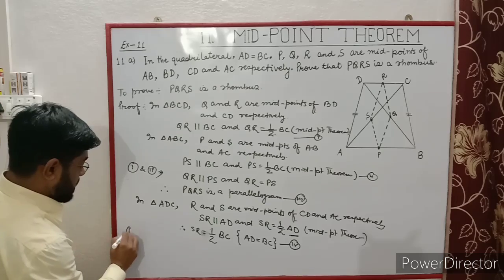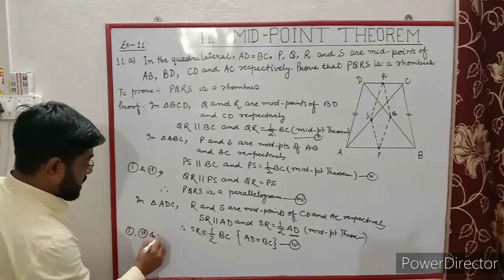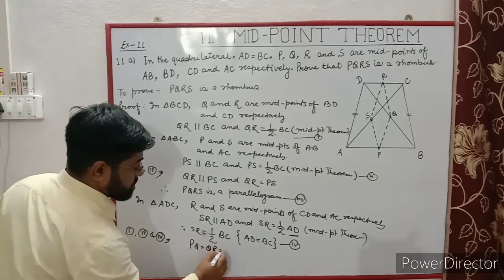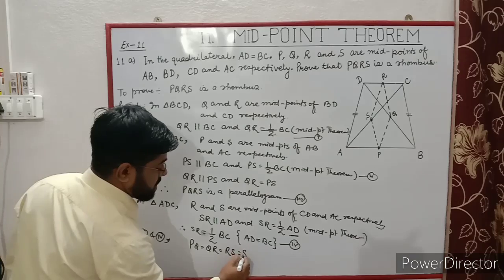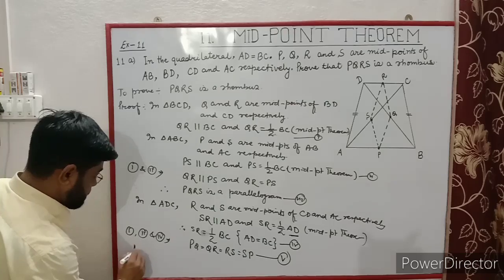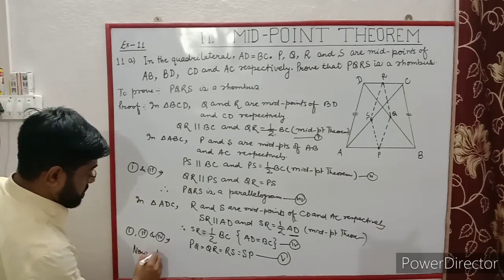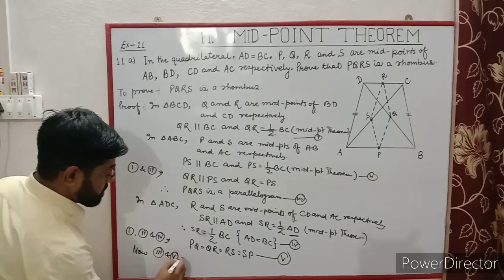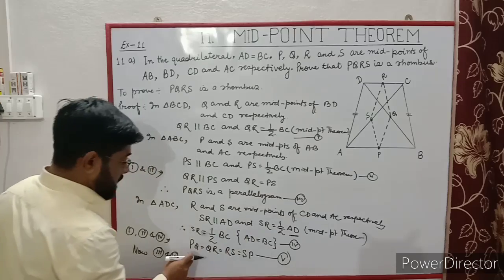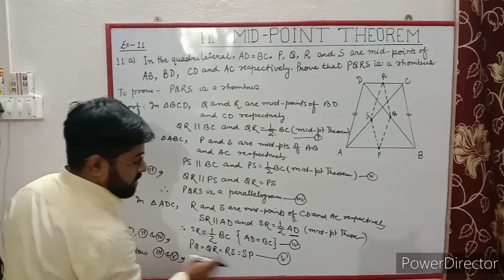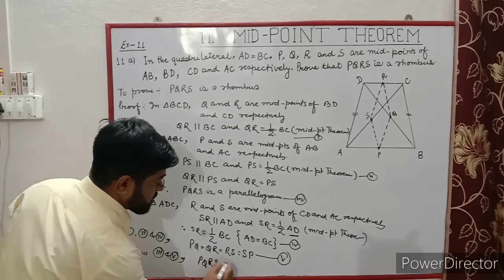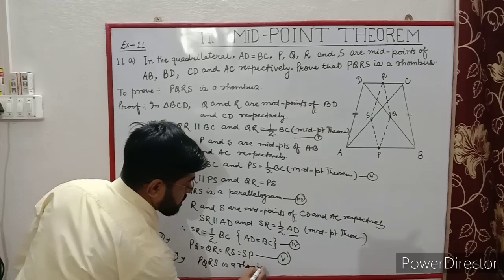Now from first, second and fourth we can say that PQ is equal to QR is equal to RS is equal to SP. We assume equation number 5. Now from third and fifth, we can say that PQRS is a parallelogram, it is given in equation third, and all sides are equal, it is given in equation number fifth. So we can say that PQRS is a rhombus. Proved.